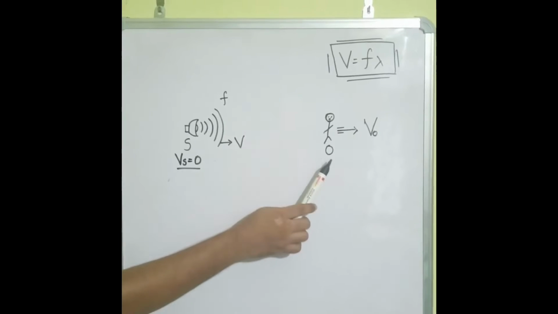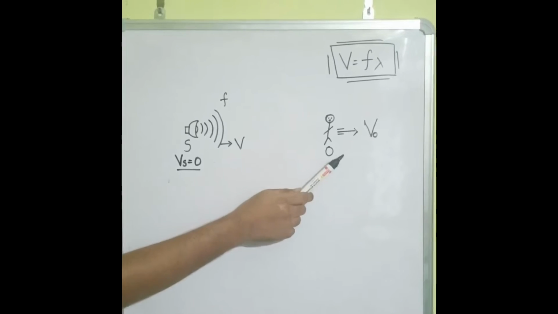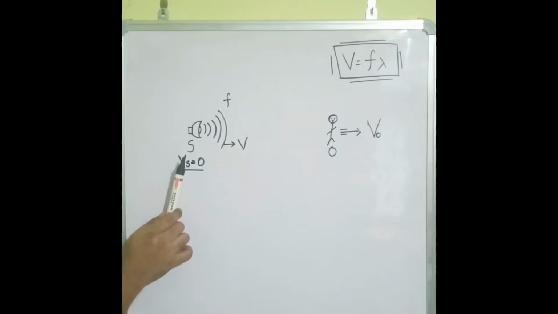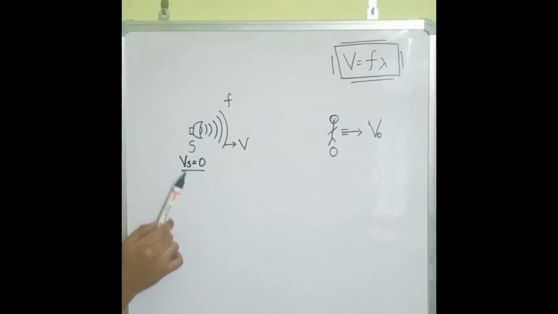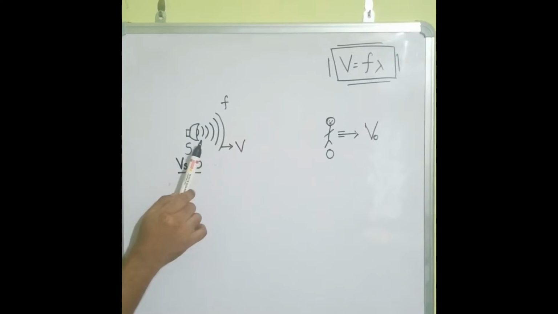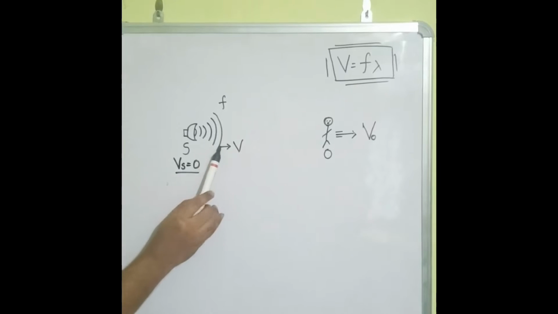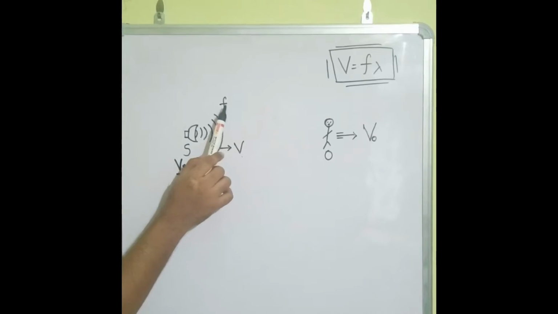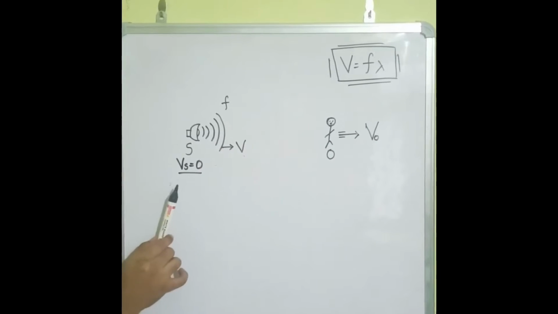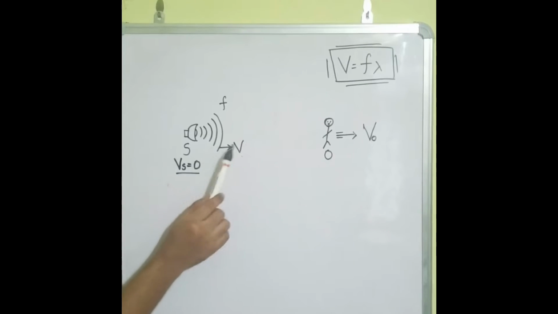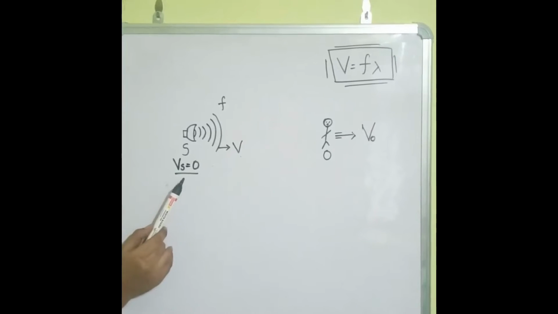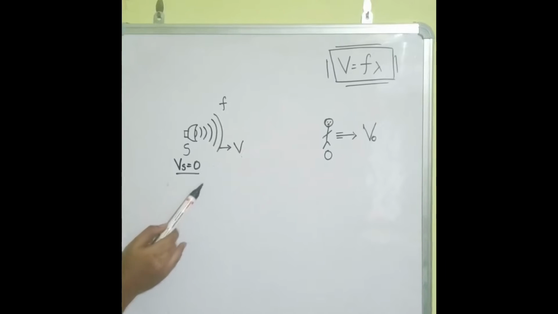Our observer is moving with velocity Vo and our source is stationary, so Vs is equal to 0. The waves produced by the source are moving with velocity V with frequency f. Here we should not confuse the velocity of the source with the velocity of the waves. Here the source is stationary, so the velocity of the source is 0.